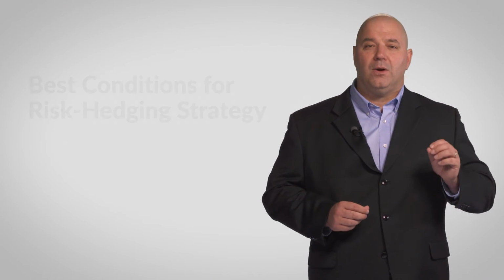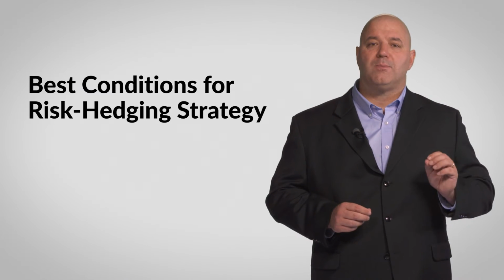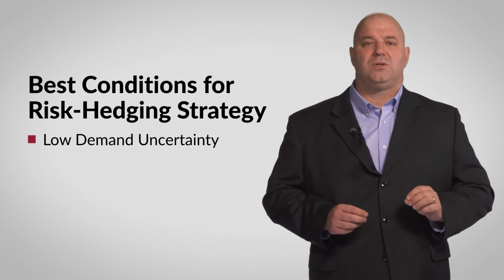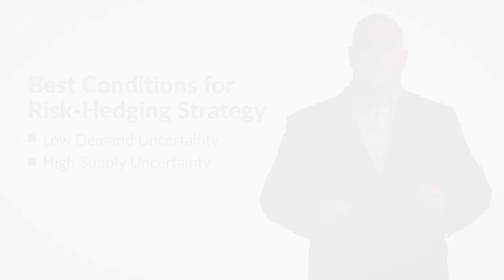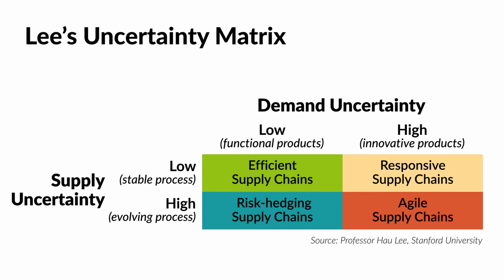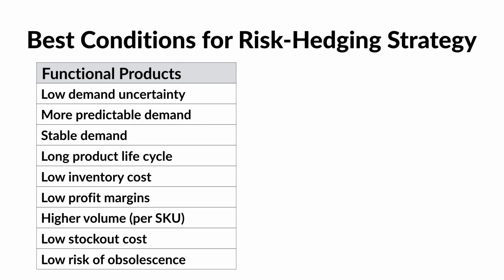Quite simply, the Lee uncertainty matrix tells us that risk hedging supply chain strategy is appropriate when demand uncertainty is low and supply uncertainty is high. So if we look back at Lee's uncertainty matrix and we want to determine the best conditions for risk hedging strategy, we want a low demand uncertainty, and that's your functional products. Risk hedging should be used with functional products that have more stable and predictable demand.